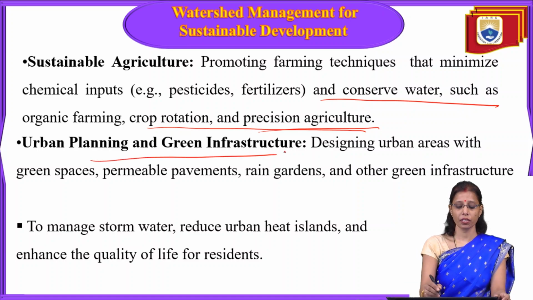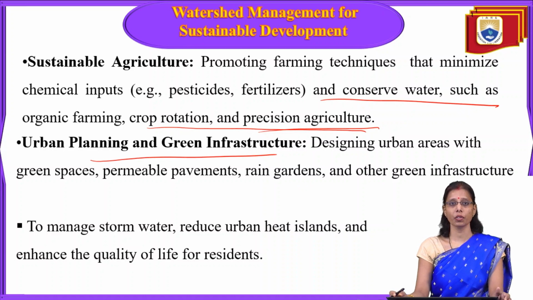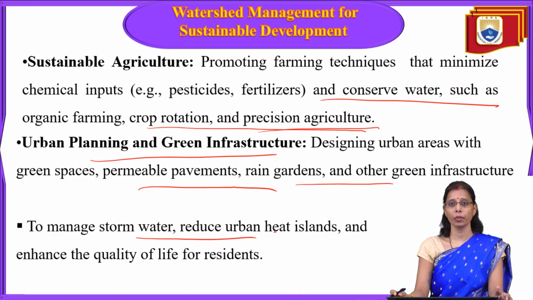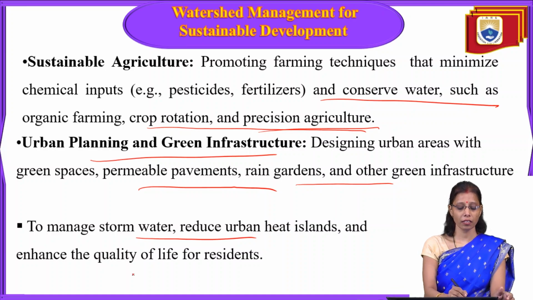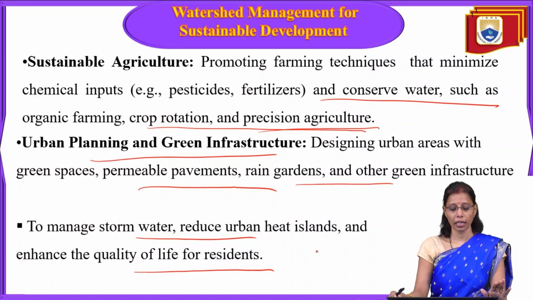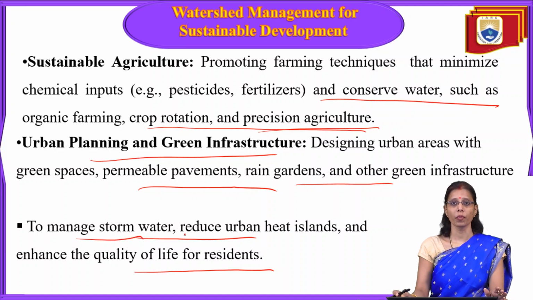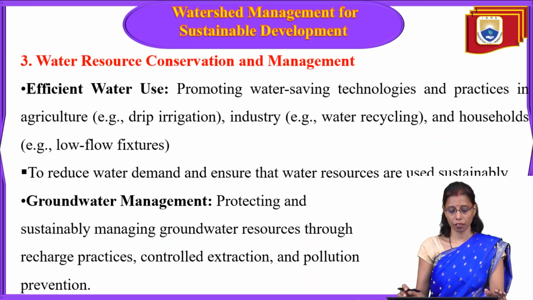Now, urban planning and green infrastructure. Designing urban areas with green spaces, permeable pavements, rain gardens, and other green infrastructure to manage the storm water, to reduce the urban heat islands, and enhance the quality of life for the residents. So urban planning in such a manner should be there, and green infrastructure such as green buildings should be used, which will help us in a sustainable manner, reduce the pollution first of all, and natural resources will be used for the construction purposes, and there is less heat in the urban islands, and it will manage the storm water also, which will help enhance the quality of life of the residents.